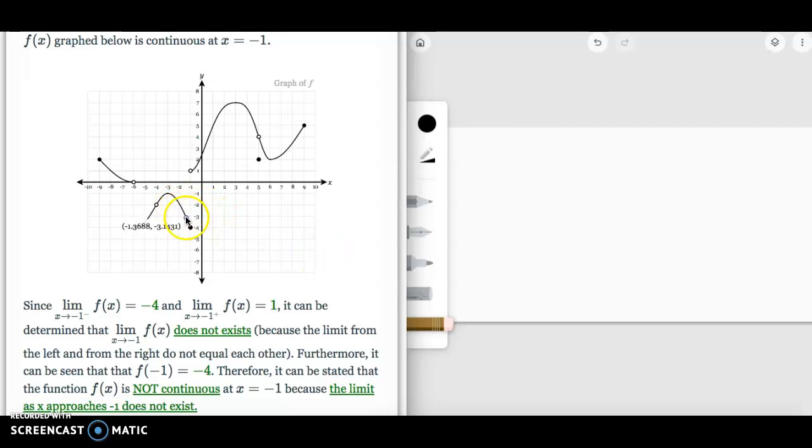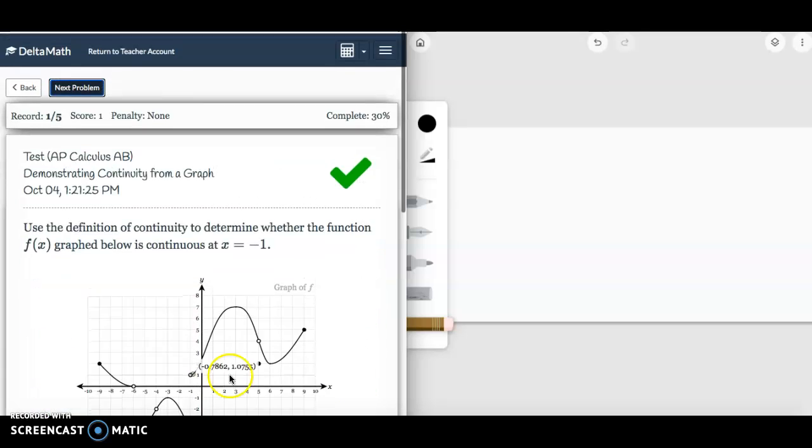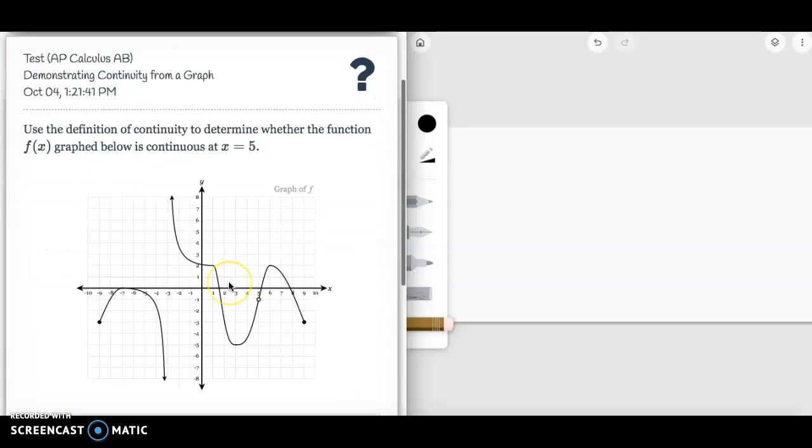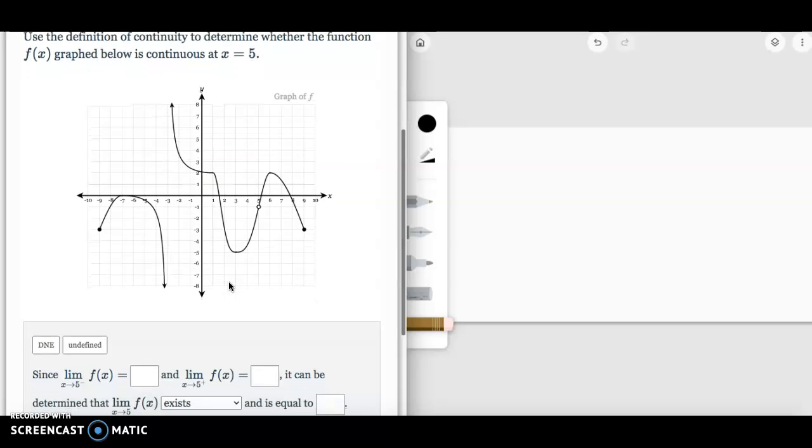I do like that sometimes it gives you visuals for this. Look, it's showing you your left-hand limit, and then it's going to show you your right-hand limit and kind of go through the step-by-step process of it. All right, let's try another one. Use the definition of continuity to determine whether the function f of x graph below is continuous at x equals 5. So at x equals 5, your left-hand limit as I approach 5 is -1.